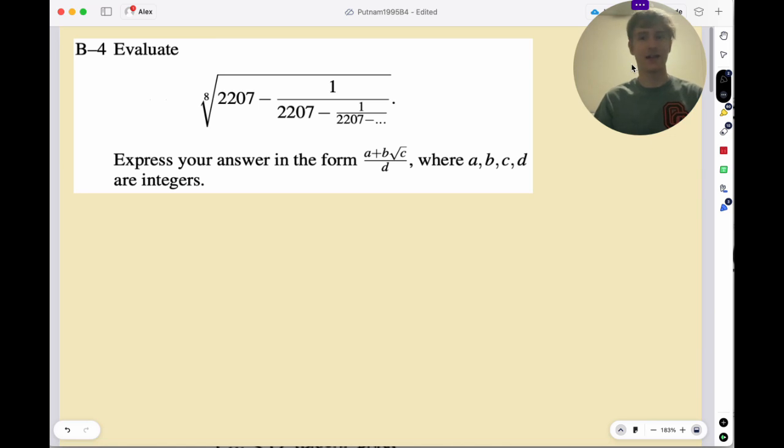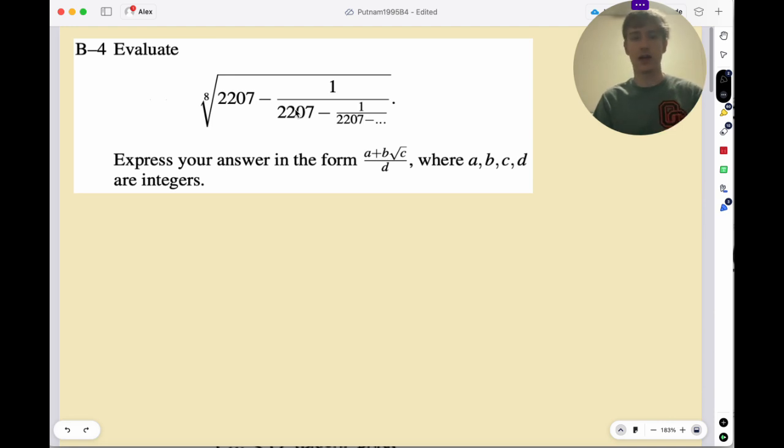Hey math fans, Alex here to you today with a problem from the 1995 Putnam Exam. It says to evaluate the following. Okay, so I consider this what's called a continued fraction, or sometimes a nested infinite fraction. It's the eighth root of a number minus 1 over a number, minus 1 over a number, minus etc., etc. And we essentially have to express that answer in the form a plus b times root c all over d, where a, b, c, and d are integers.